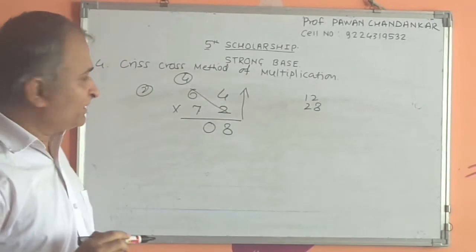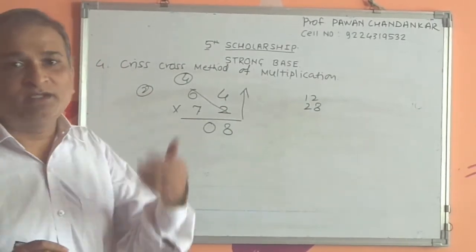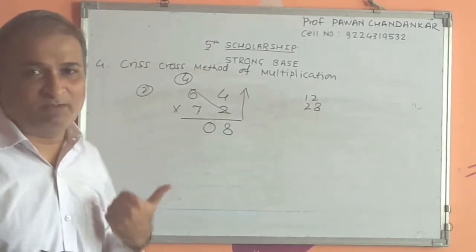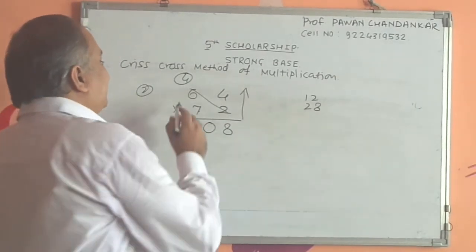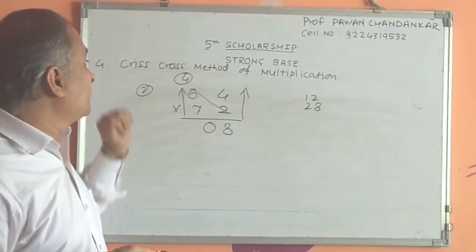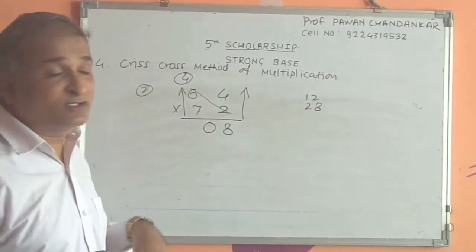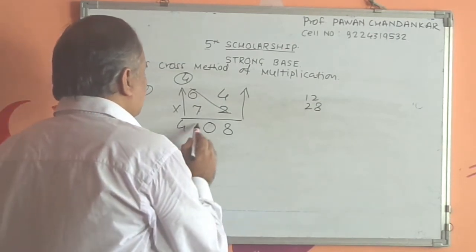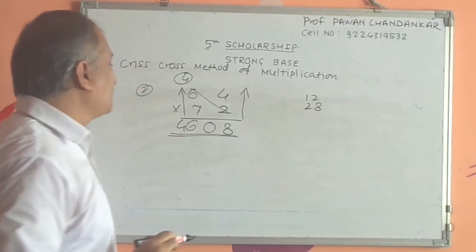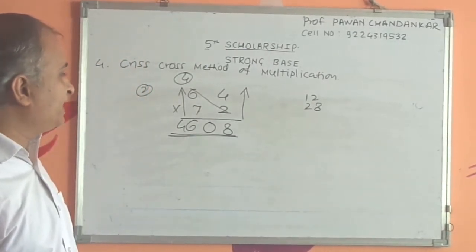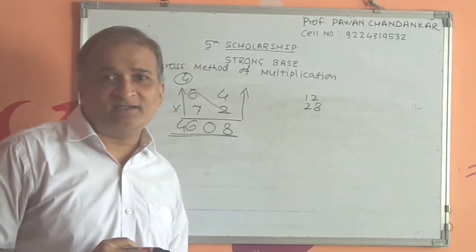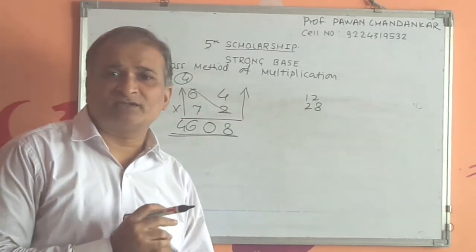Okay. Now think about the tens digit. In the tens digit we have 6 and 7. Multiply 6 and 7. 6 7s are 42. To 42 we have to add 4. So 42 plus 4 is what? Yes, it is 46. Yes or no? So our answer is 4608. This is how this crisscross method works.